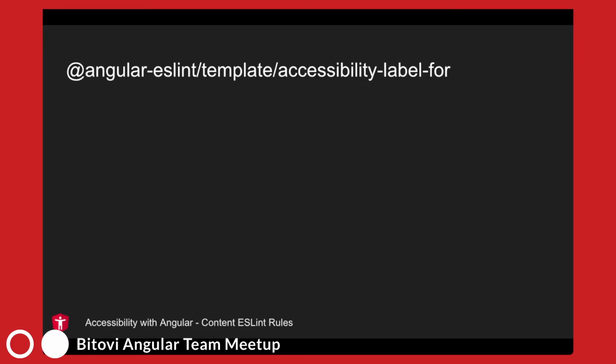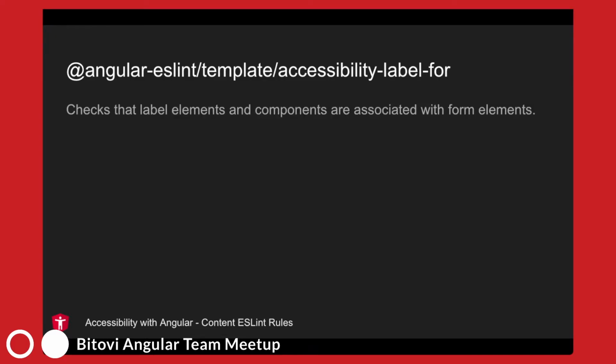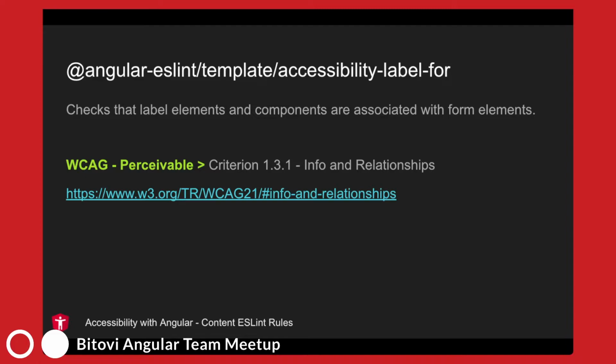Next one we've got is label 4. So this checks to make sure that all label elements and label components are associated with form elements. Our guidelines for this, we've got 1.3.1 info and relationships, which says that information, structure, and relationships conveyed through presentation can be determined or available in text. I believe I already read that earlier. And then we've also got 3.3.2, which says that labels or instructions are provided when content requires user input.